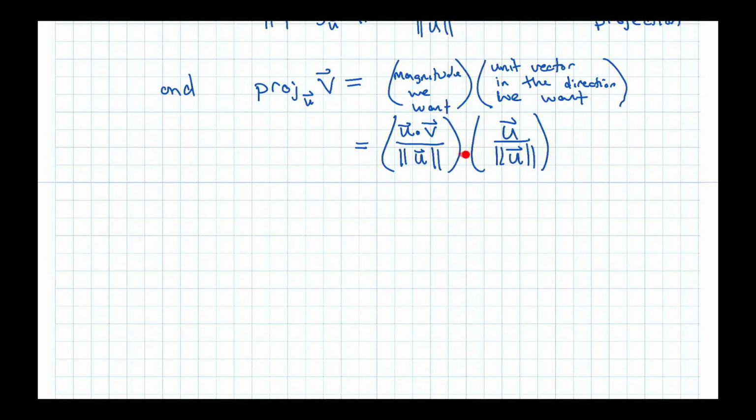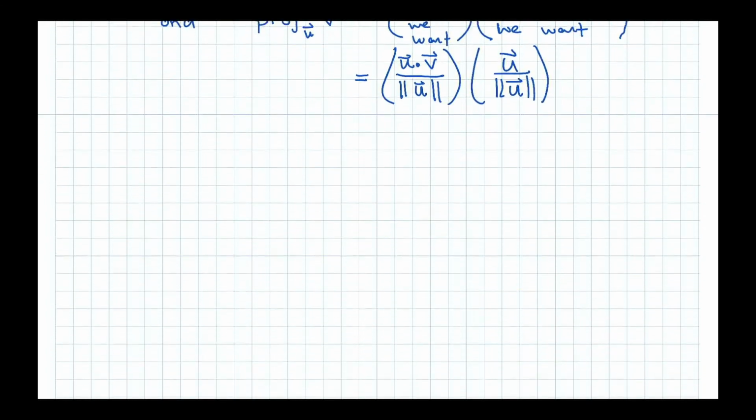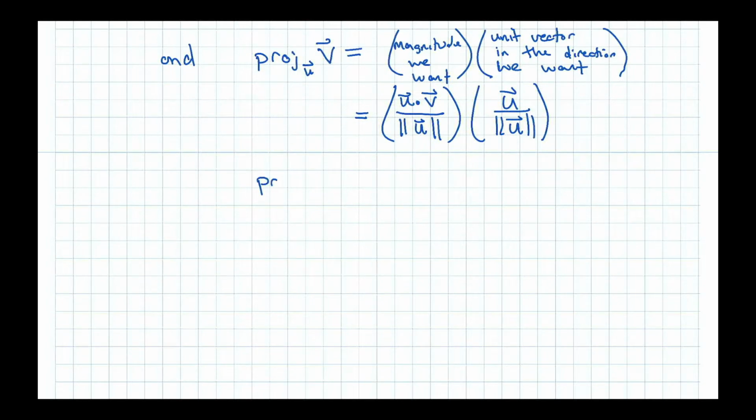Now, this can be simplified a little bit. You'll notice that you've got a magnitude u in the denominator here, and another magnitude u in the denominator here. So you just move one over, and you can write this as u dot v over magnitude u squared, and then you still have this leftover vector u.